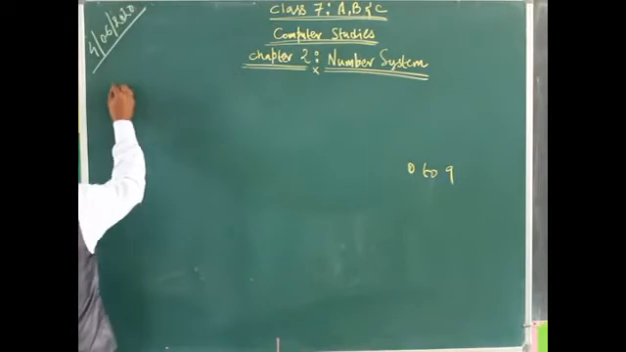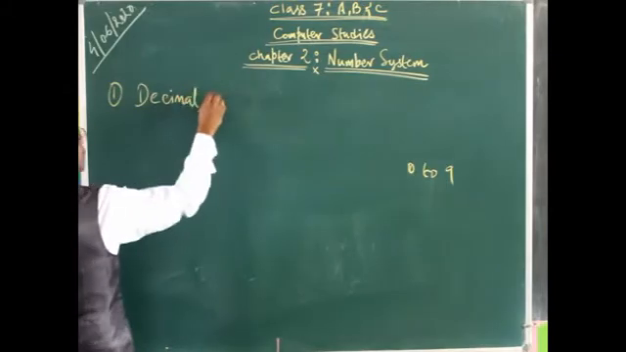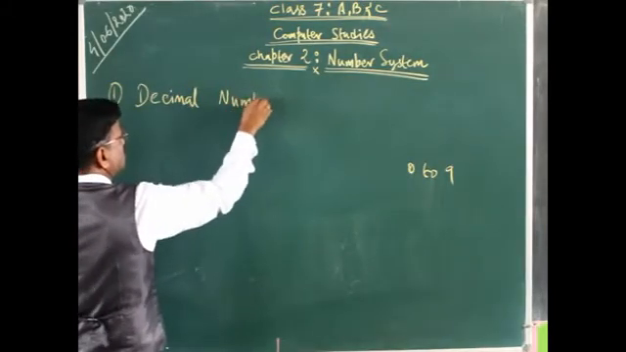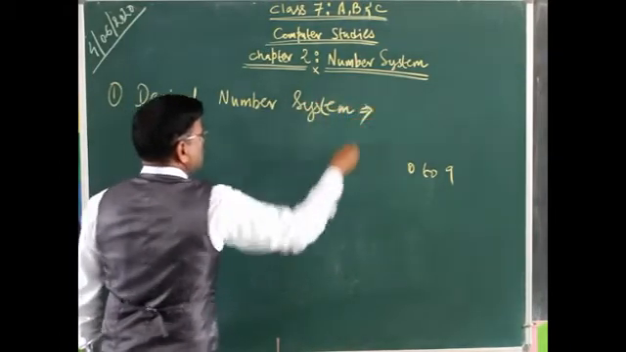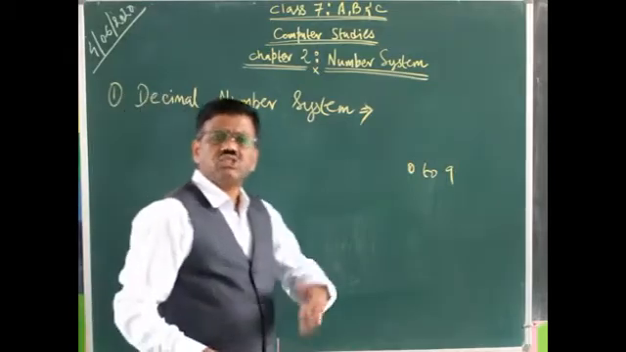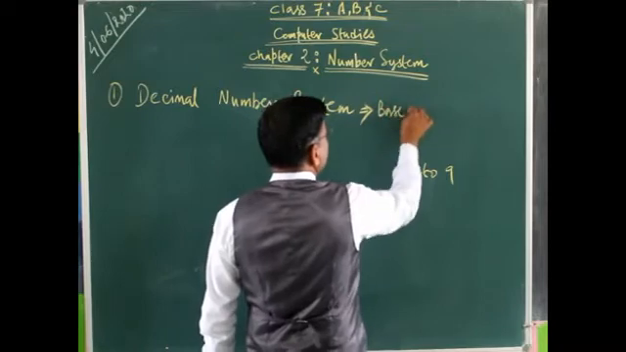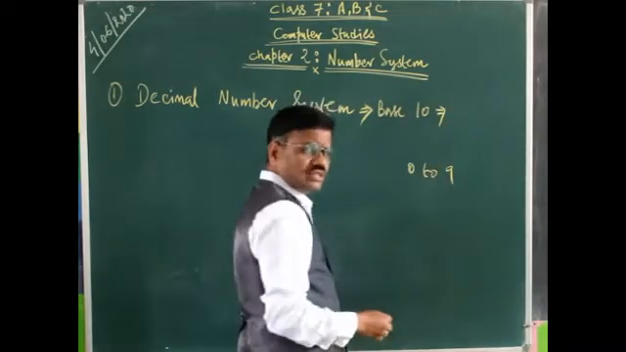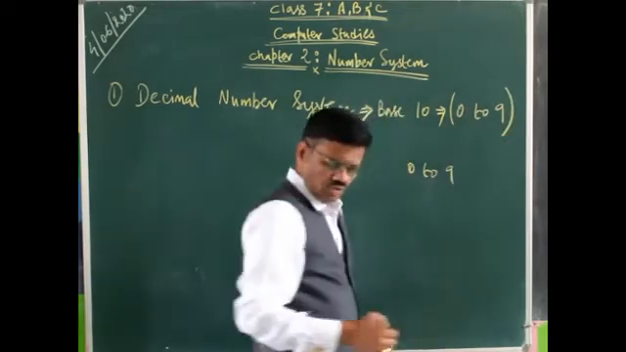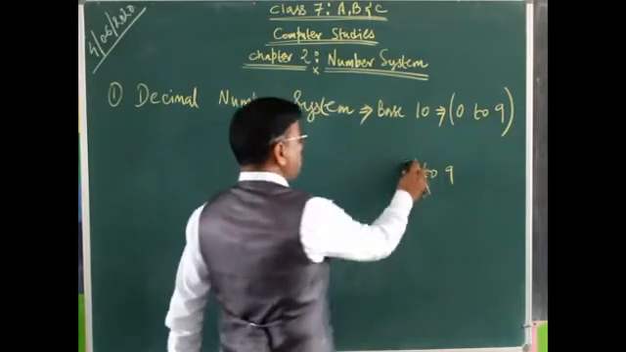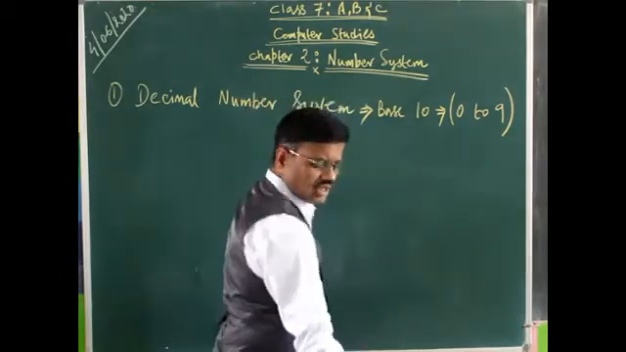What number system is that? Decimal number system. Deci means 10. In other words, what would the base be? The base is 10. Why do we use base 10? Because we use 10 numbers. Just now I told you 0 to 9. How many of them are there? 10 of them are there.